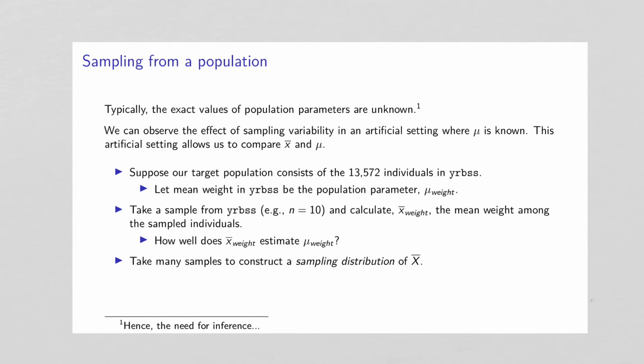Suppose our target population consists of those individuals in YRBS in the survey, and let the mean weight in the survey be the population parameter. Then we take a sample from that, 10 people, and calculate the weight. How well does the weight estimate the population parameter? Take many samples to construct a sampling distribution of X bar. And you remember the sampling distributions, right?